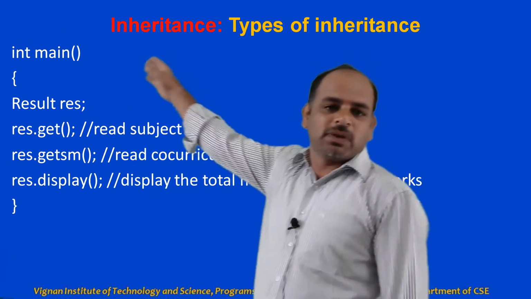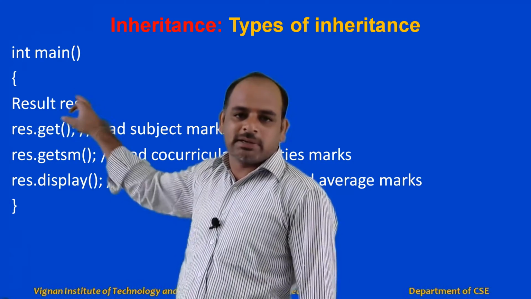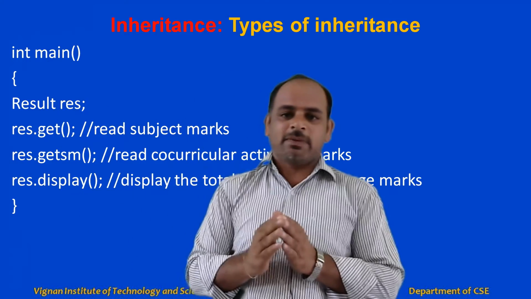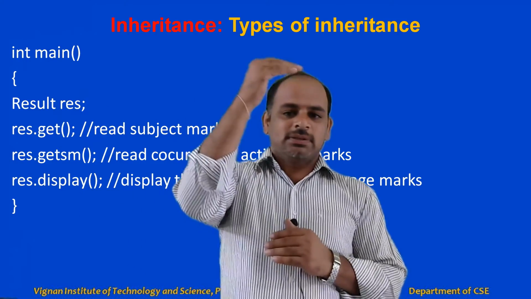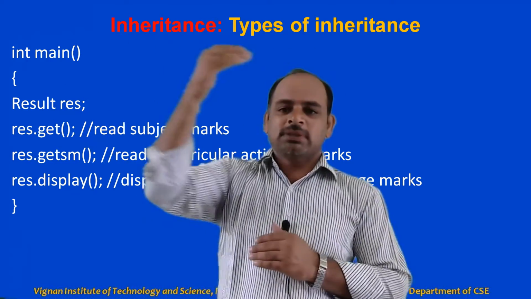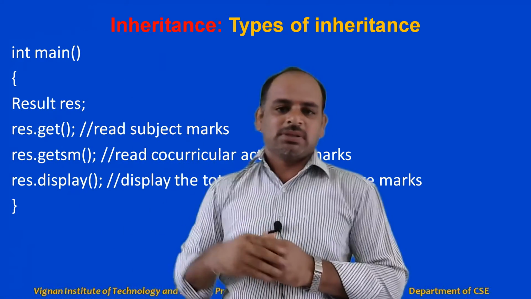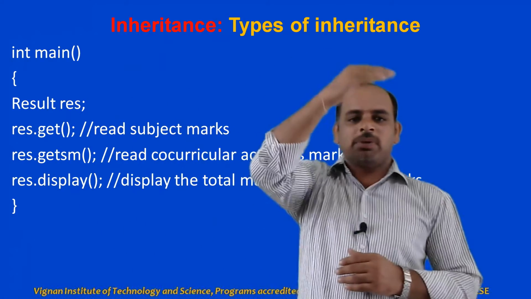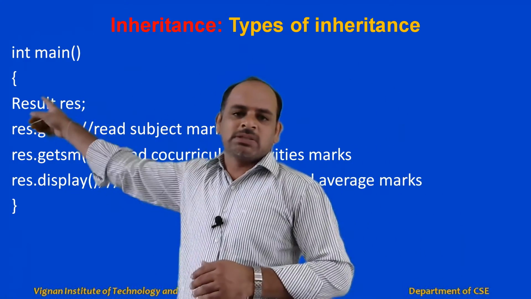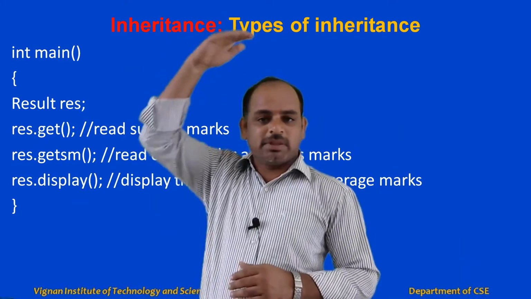Now in the main function, you simply create an object of the result class, because the result class is inherited from, or derived from, the classes student marks and co-curricular marks. Then automatically the members of the student marks class as well as the co-curricular marks class become members of the result class. So you need not create objects for the student marks class and co-curricular marks class here. Simply create the object for the result class and call the methods of the parent classes.